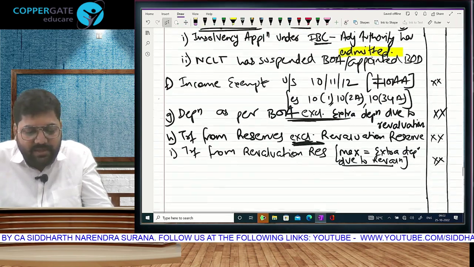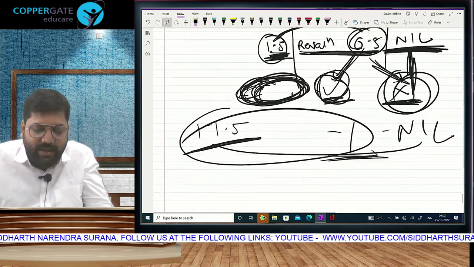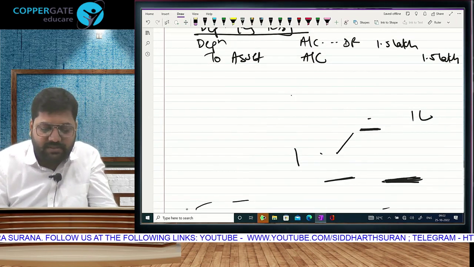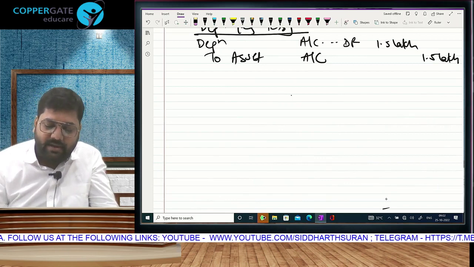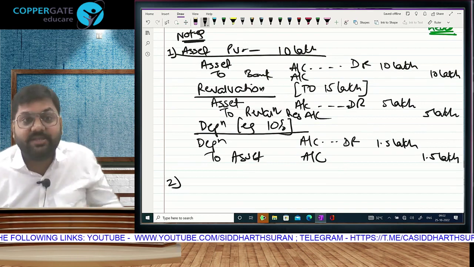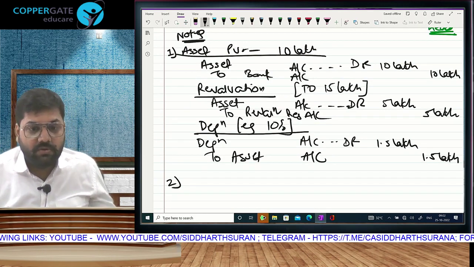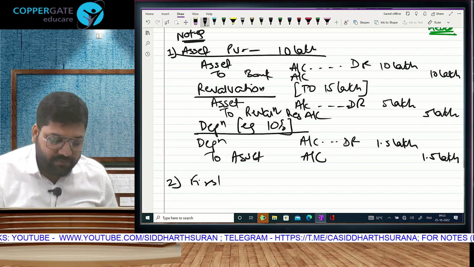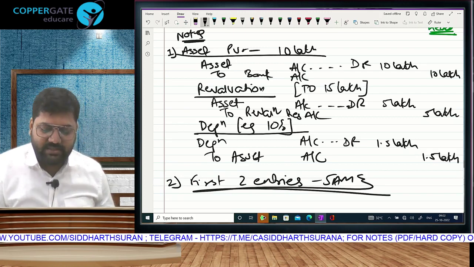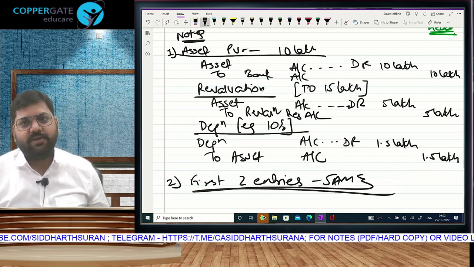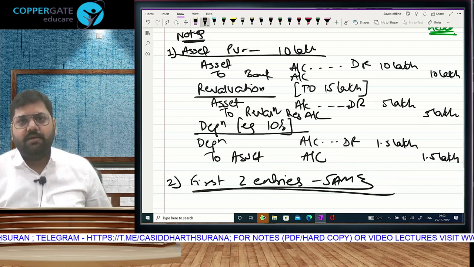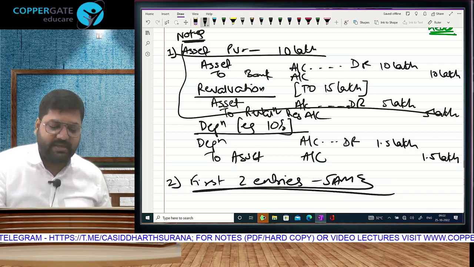Please allow me the chance to explain it numerically. I am creating yeh wala part, revaluation wala part and the depreciation wala part, I hope is clear, guidance note wala. Now I am creating my second note, note number 2, for explaining point J on the add side. Note 2 mein, first 2 entries are same. The transactions are same. Matlab kya? I purchase an asset for 10 lakh. So asset account debit to bank account 10 lakh. And revalued to 15. So asset account debit to revaluation. These 2 entries are same. Everybody is with me?